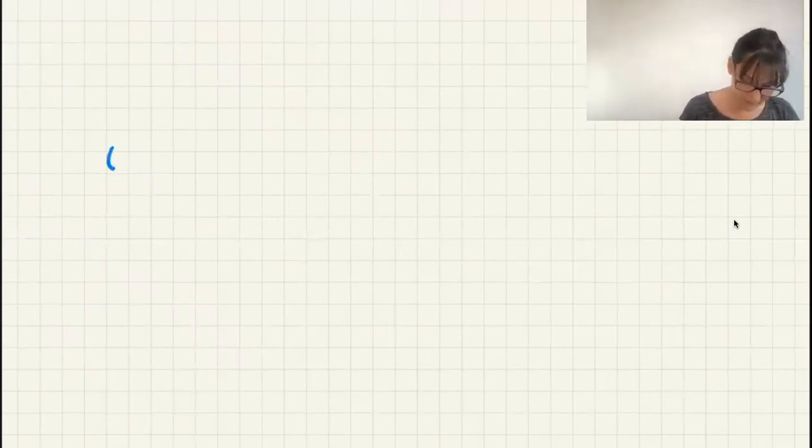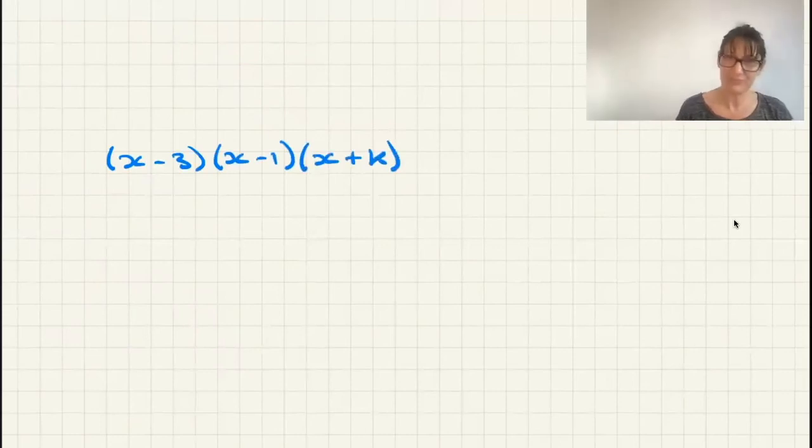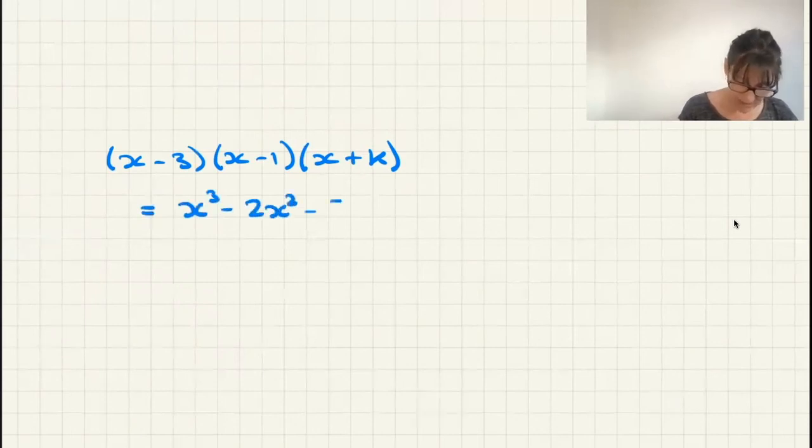Okay, I am going to give you (x minus 3)(x minus 1)(x plus k), and watch this. I'm going to tell you that when this is expanded, it equals x cubed minus 2x squared minus 5x plus 6. And you've got to try and work out the value of k.